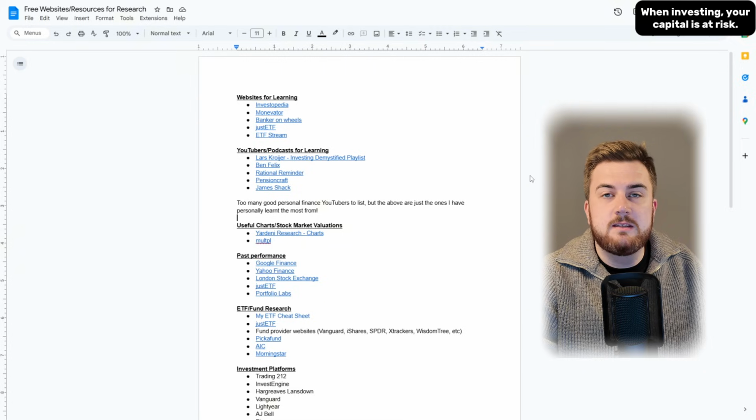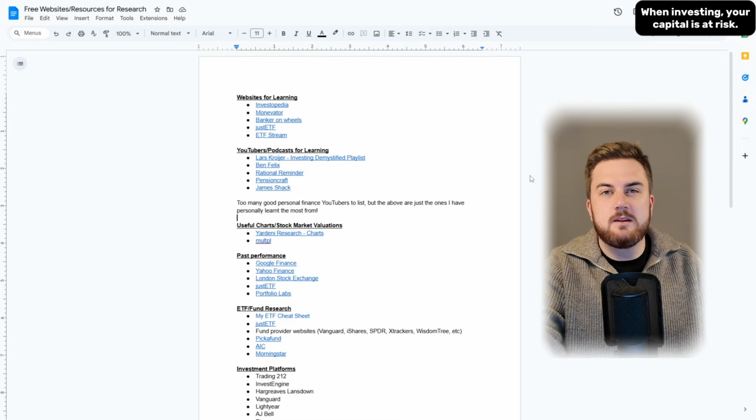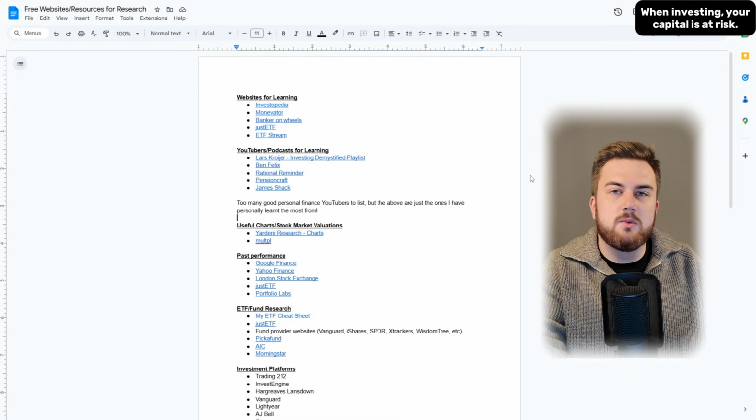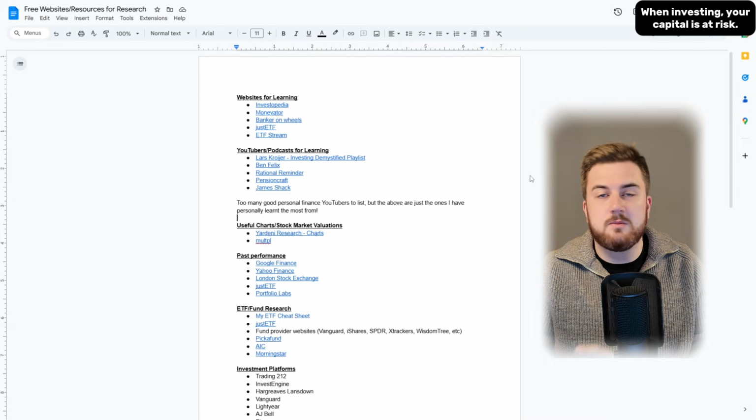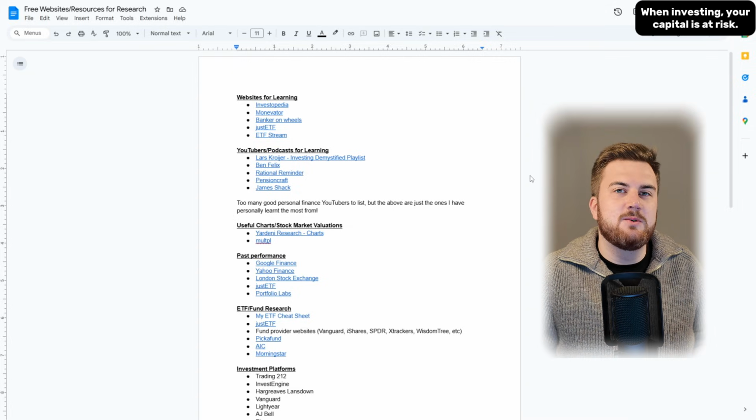Just ETF and ETF Stream, they have academy/learning sections where you can read through articles learning about all the different things with ETFs, like replication method, domicile, trading currency, distribution policy, all the things you need to know to be able to research ETFs in depth.